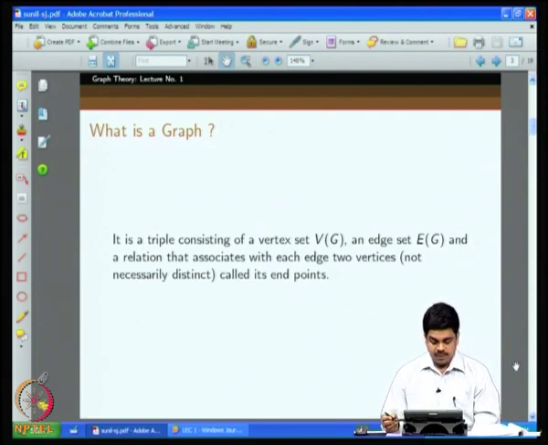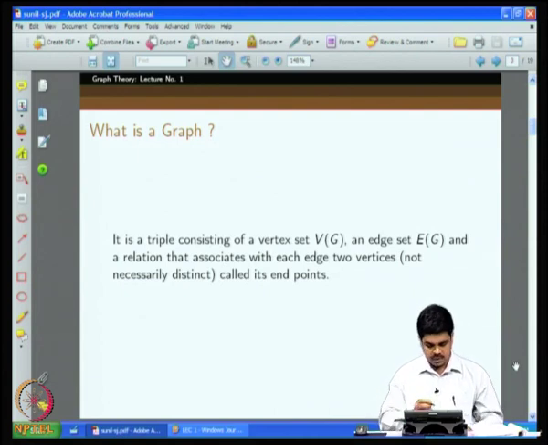We say it is a triple: the vertex set V of G, the edge set E of G, and a relation which associates to each edge two vertices. These two vertices are called the endpoints of the edge. To an edge we associate two vertices which are called the endpoints of the edge. It is much easier to represent a graph by a drawing.